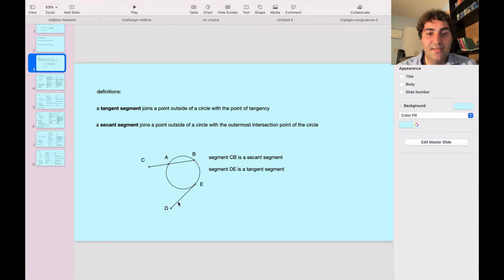Segment DE is a tangent segment. It joins a point outside the circle, point D, with point E, which is the point of tangency.